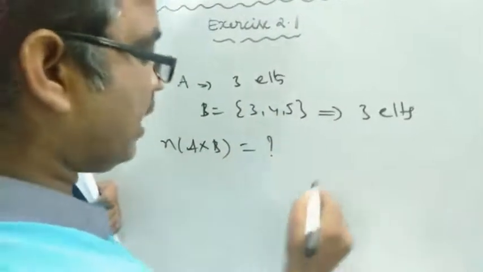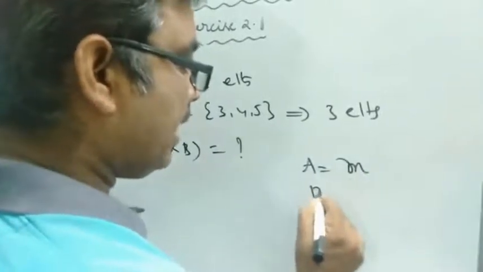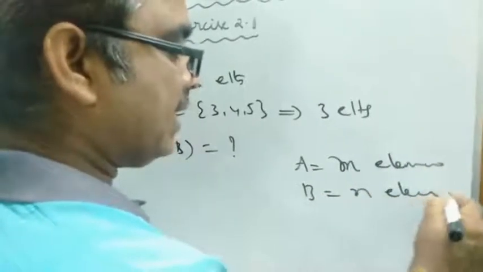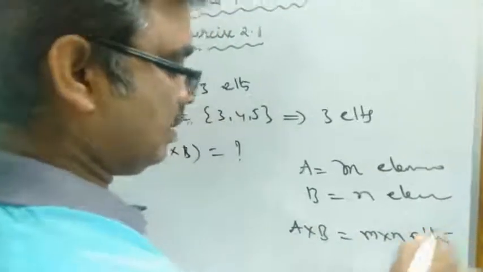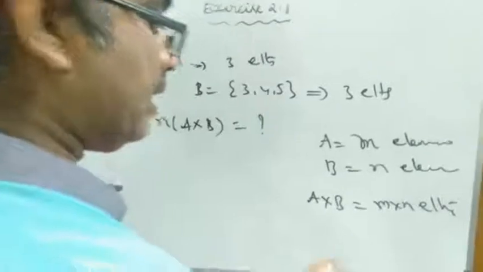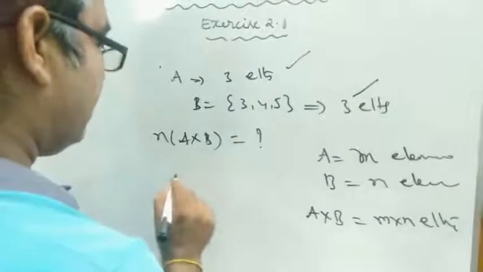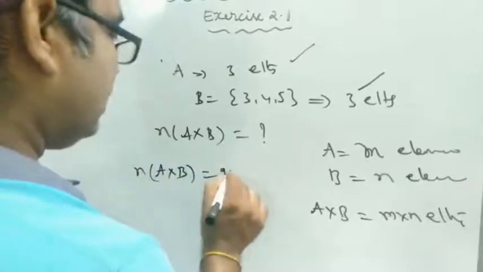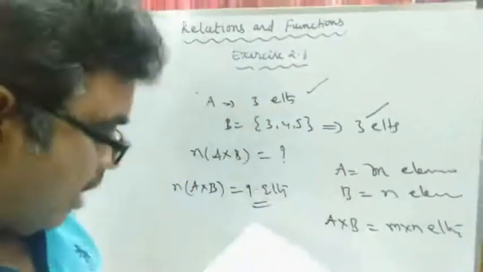We know that if the set A has m elements and set B has n elements, then A cross B contains m into n elements. Here set A has 3 elements and set B has 3 elements. So A cross B contains 3 into 3, that is 9 elements. Simple question, direct. Next, go to the third problem.